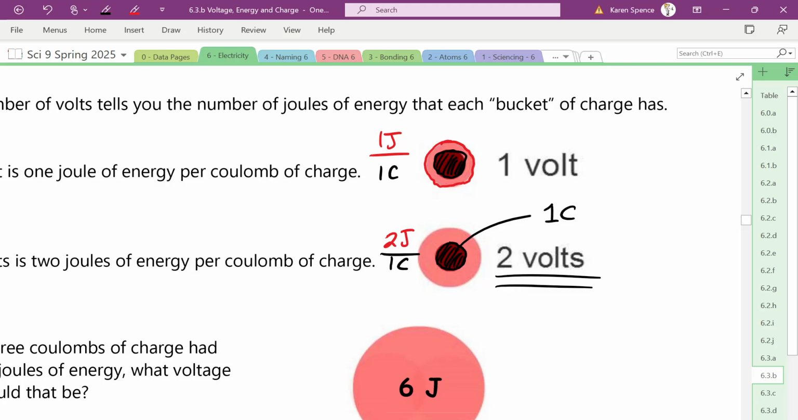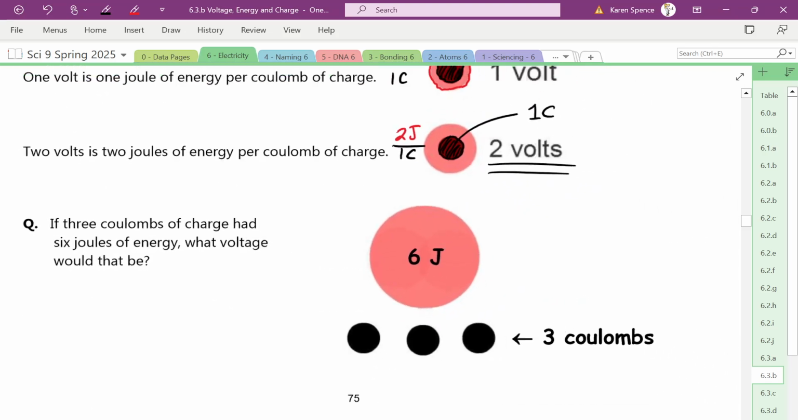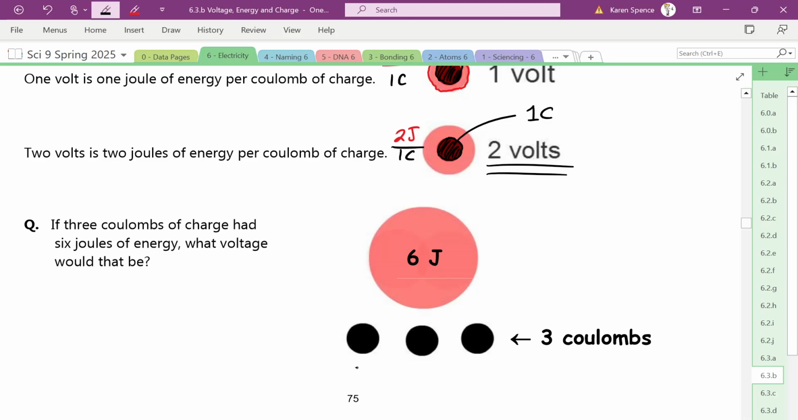So we can start to do a little bit of math with these. If we have 3 coulombs of charge, you can see we have 1, 2, 3 coulombs of charge, and in total they have 6 joules of energy. What would the voltage be? How many joules per coulomb would there be? When we ask what the voltage is, that's how many joules per coulomb.